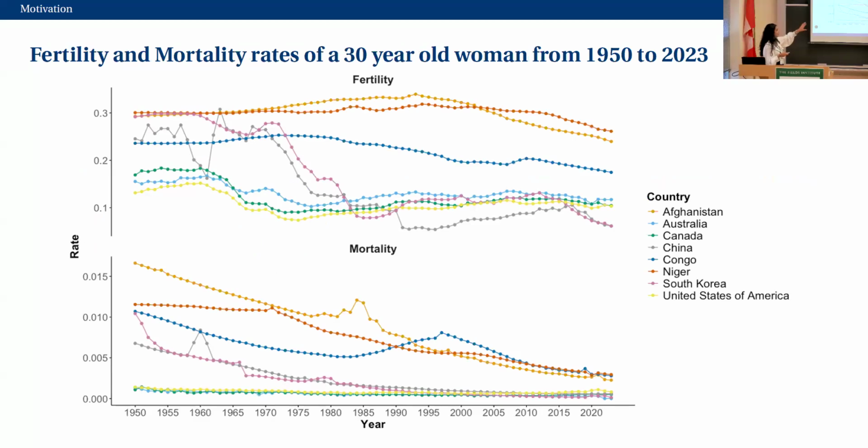We see the age-specific fertility and mortality rates for all these years that I said before for a 30-year-old woman for some countries. And we see that obviously the rates don't remain fixed forever. They have changed over time, right? Just like for a 30-year-old woman, you will see this for all other age classes as well.